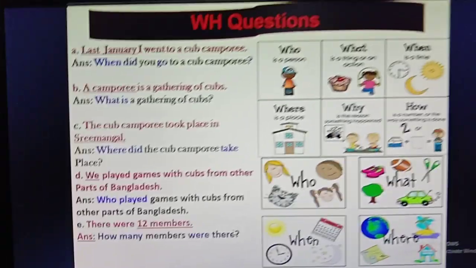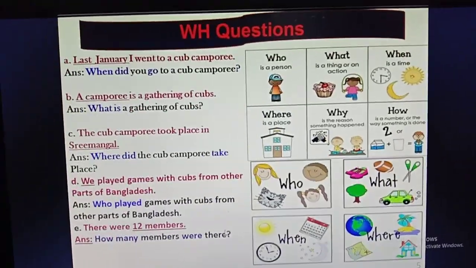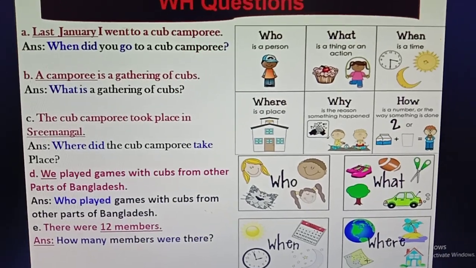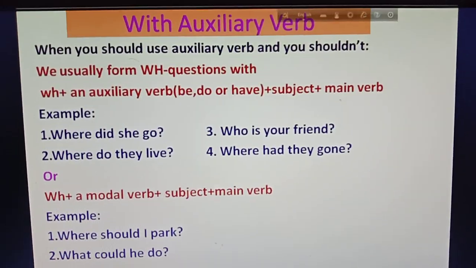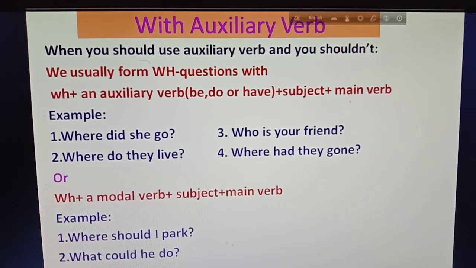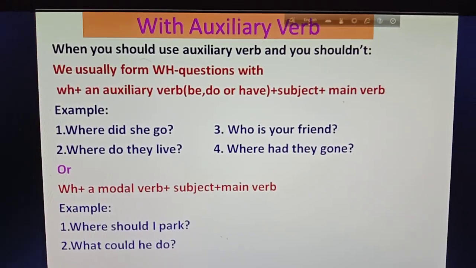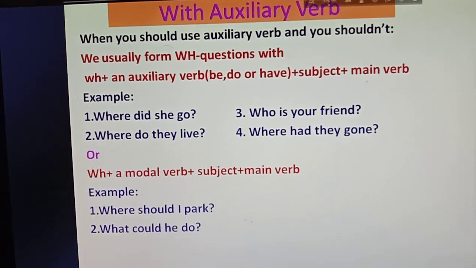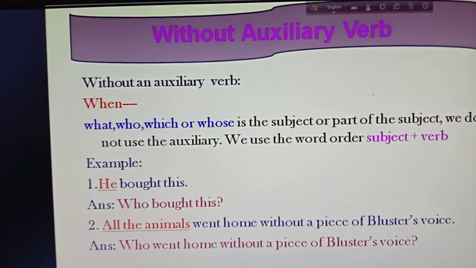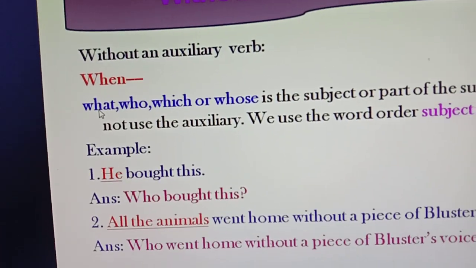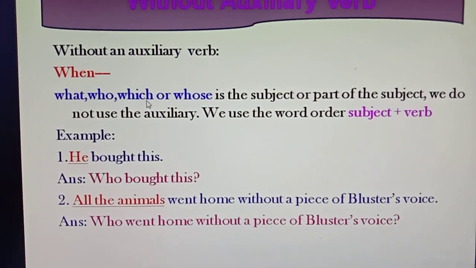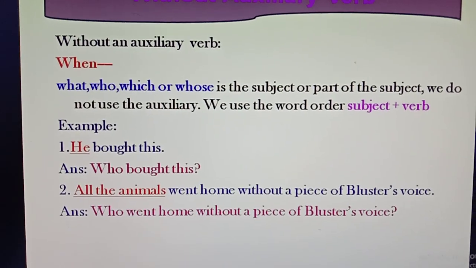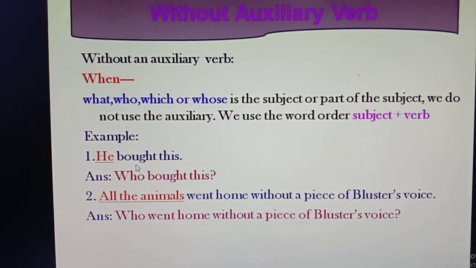Okay, so boys, this is all about WH questions from this unit. Actually I have chosen this from this unit so that I can give you some examples based on my today's topic, that is with auxiliary verb and without auxiliary verb. Okay, so in this case you always have to remember these four WH words, that is what, who, which and whose. So if they become the subject of the sentence, you are not going to use the auxiliary verb.